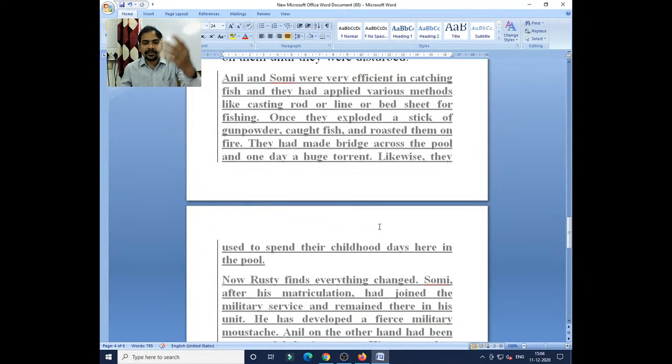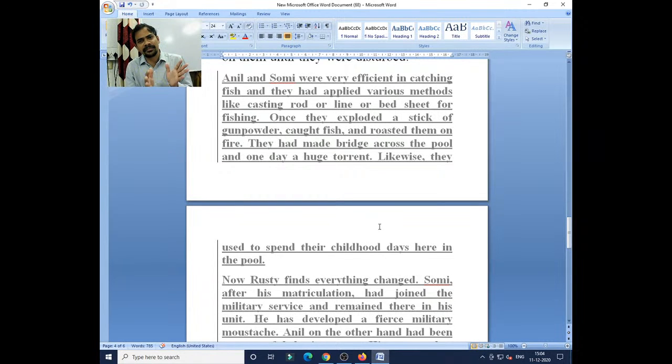Now Anil and Somi were very efficient in catching fish. All the activities are given in detail in your textbook. They applied various methods like casting a rod or line, or a wet sheet for fishing. Once they exploded a stick of gunpowder, caught fish, and roasted them on a fire. They used to light a fire there and roast fish.